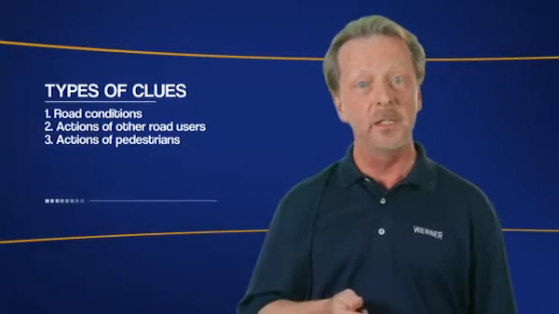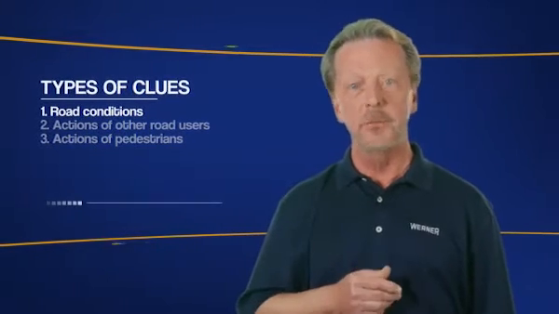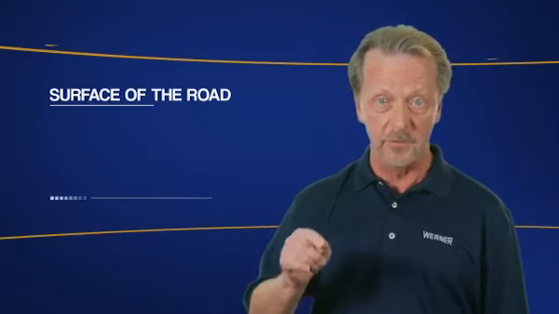The 3 types of clues to watch for are road conditions, the actions of other road users, and the actions of pedestrians in or near the road. Road conditions can be a contributing factor to many tractor-trailer accidents. Pay close attention to the surface of the road you're on.